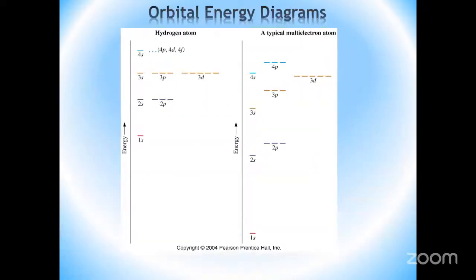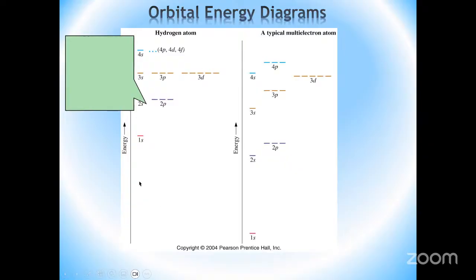So the first thing I'm going to talk about here is a comparison between how the shells and subshells are arranged in a hydrogen atom, or one electron atom, and a typical multi-electron atom. There are two main differences I want to highlight, all right? This is the first shell, which has a 1s subshell. The second shell has a 2s and 2p subshell. And in the third shell, we have the 3s, 3p, and 3d subshells, and so on, right?